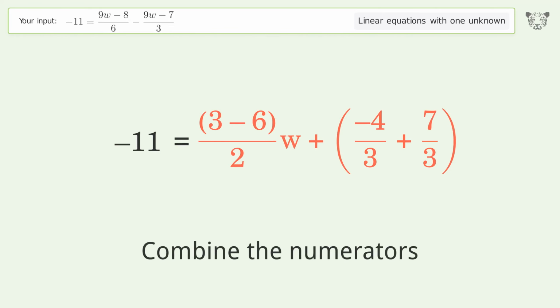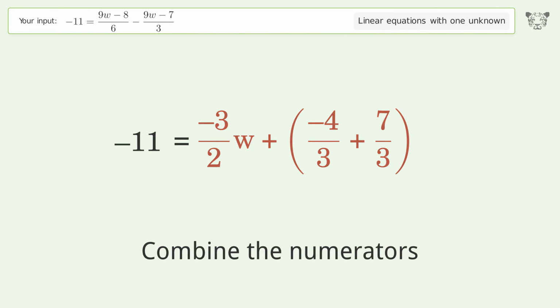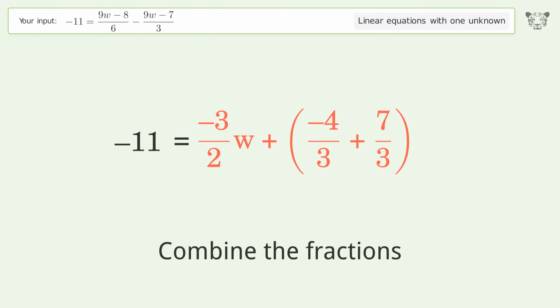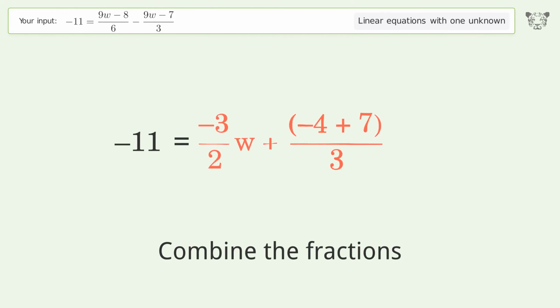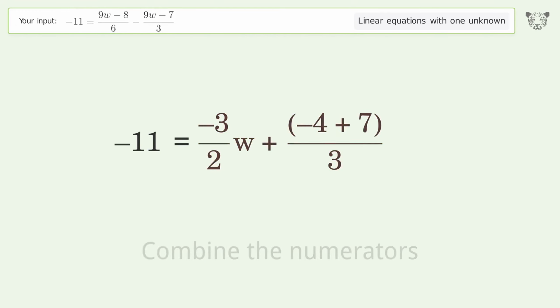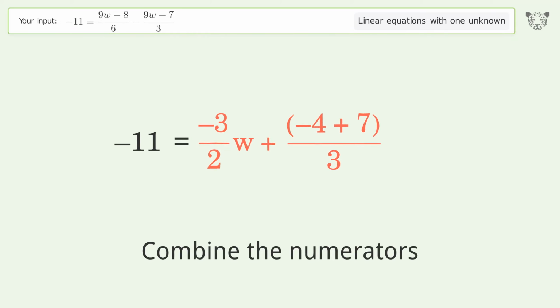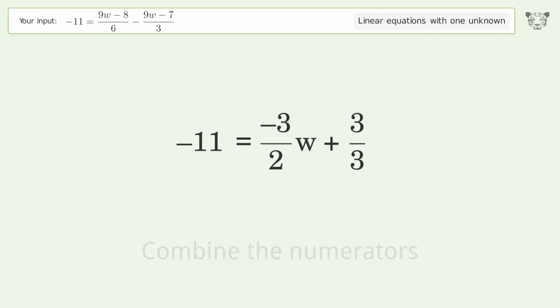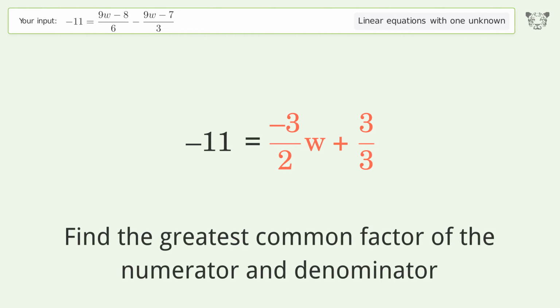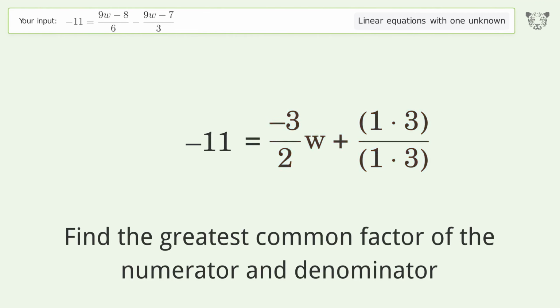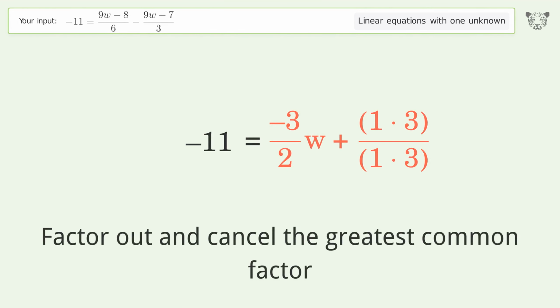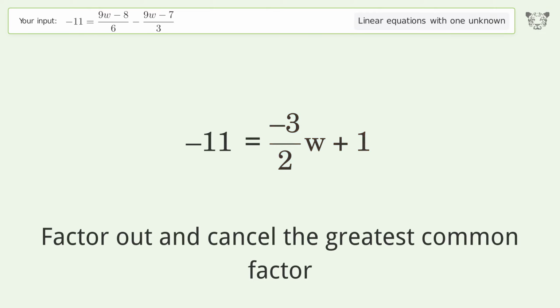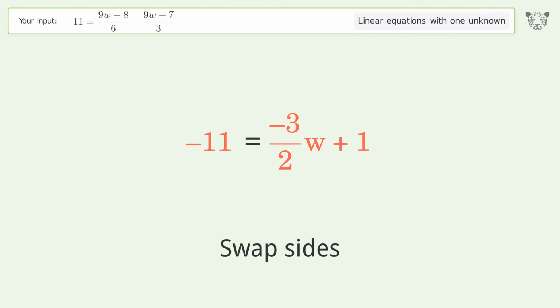Combine the numerators. Combine the fractions. Combine the numerators. Find the greatest common factor of the numerator and denominator. Factor out and cancel the greatest common factor. Swap sides.